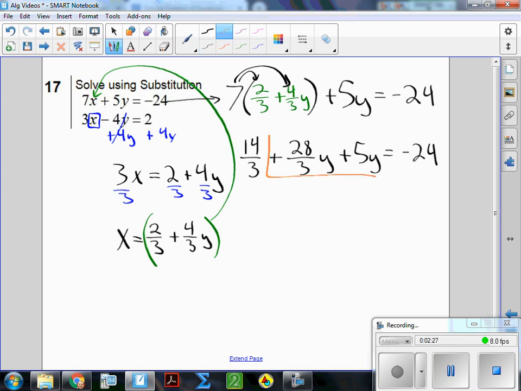I have some like terms, so I'm going to add 28/3 plus 5. If you're doing that mentally, 28/3 plus 5 is 28/3 plus 15/3. It's going to give you, and if you type it in a calculator with the fraction, it's going to tell you 43/3. So 14/3 plus your y value, 43/3 y, equals negative 24.